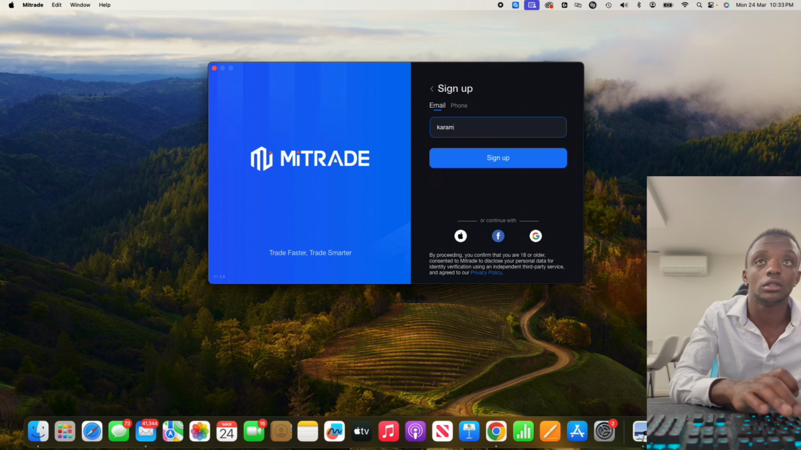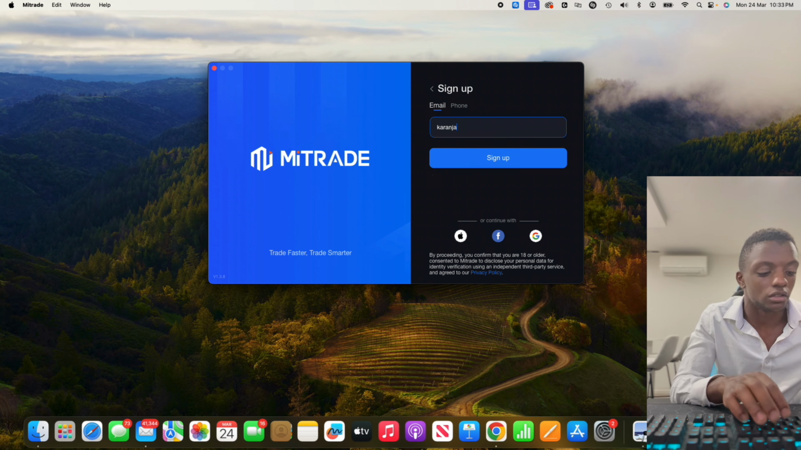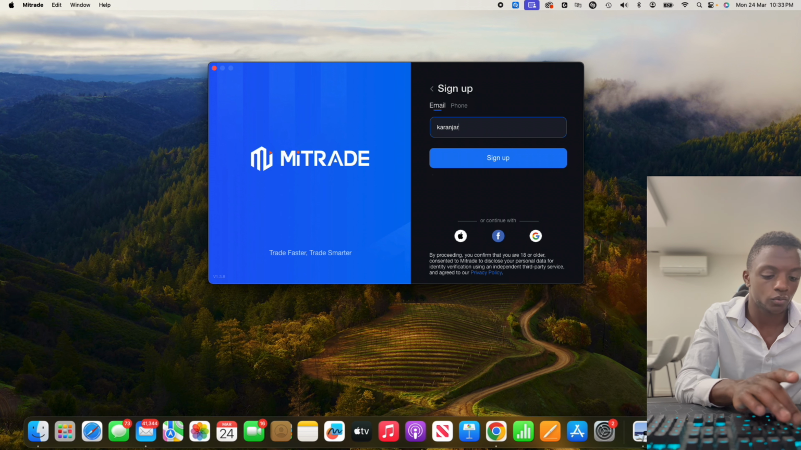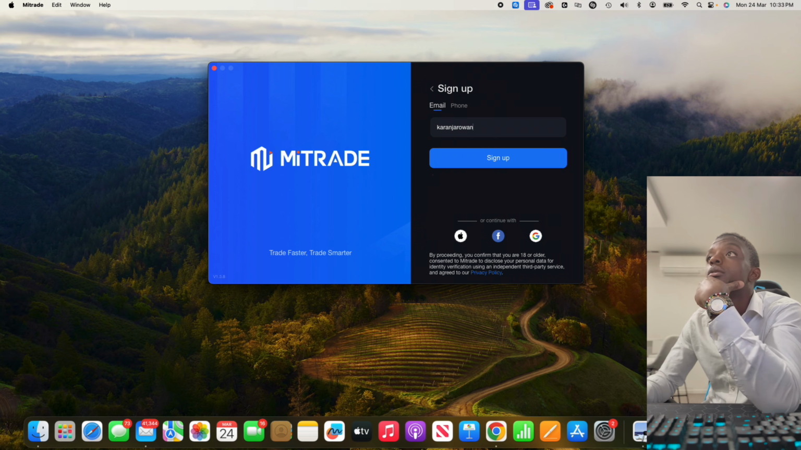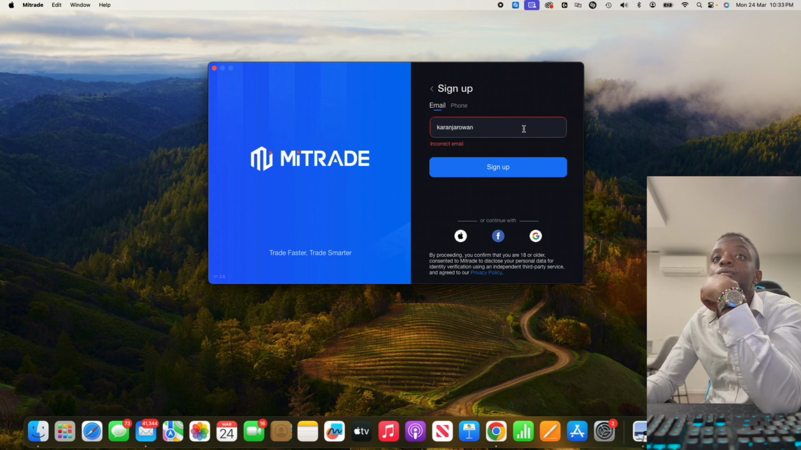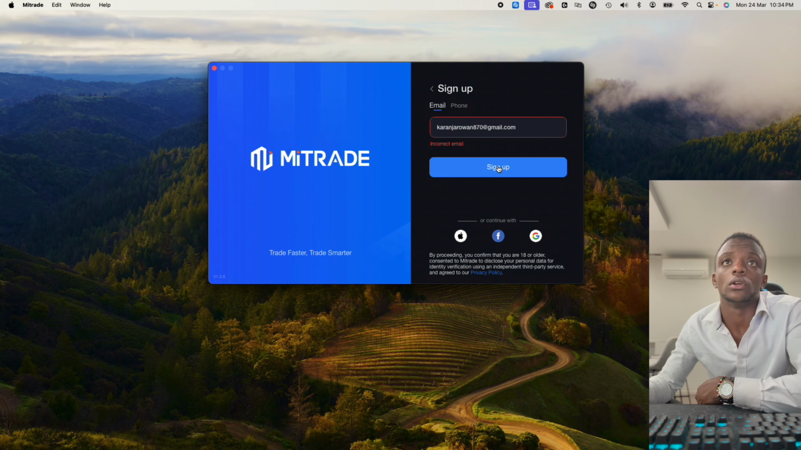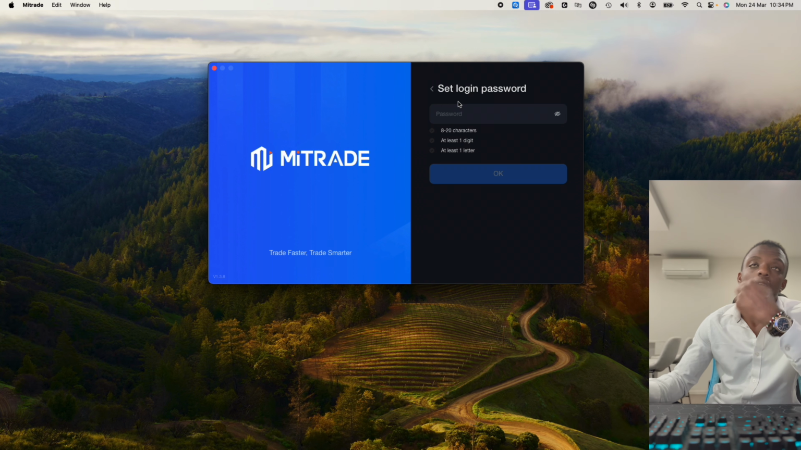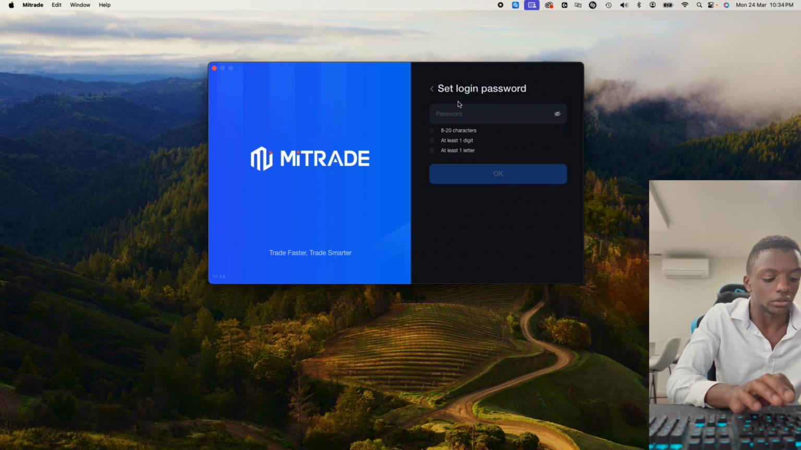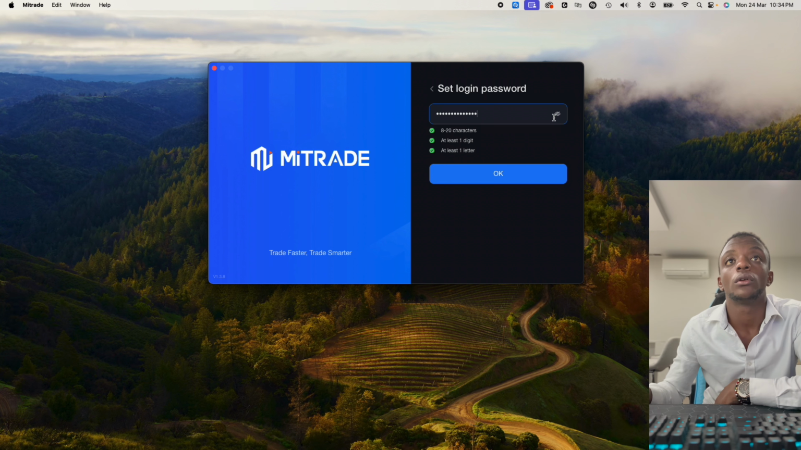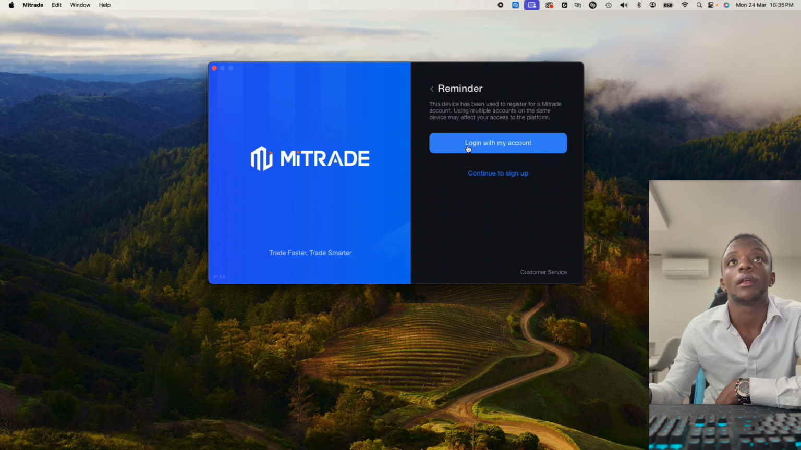Let's see if I can use an email that I haven't used before. Let me have a look. So I found a random email that I'm not currently using, so I'll sign up. Then you'll be asked to create a password, so I just create a random password. And then it says this device has been registered for MyTrader.